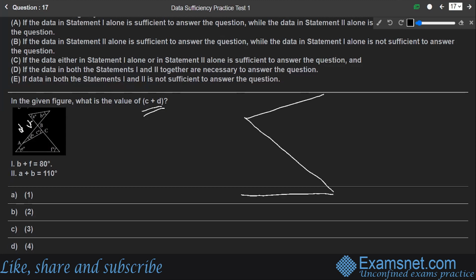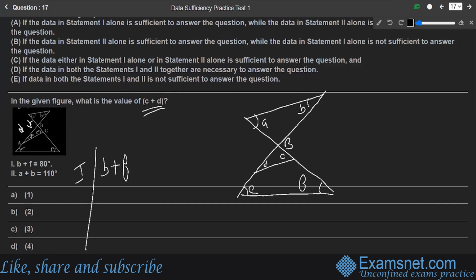The straight line is there like this, and then they are connected like this, and then there is a triangle drawn like this, where he is mentioning this is c, this is d, then vertex B is mentioned here, angle B is here, angle A is here, angle E is there, and angle F is there. This is the information that is provided to us. We are supposed to answer what is the angle C plus D together. So if you see the diagram and statement number one, statement one says B plus F is equal to 80 degrees. Angle B plus angle F is equal to 80 degrees.